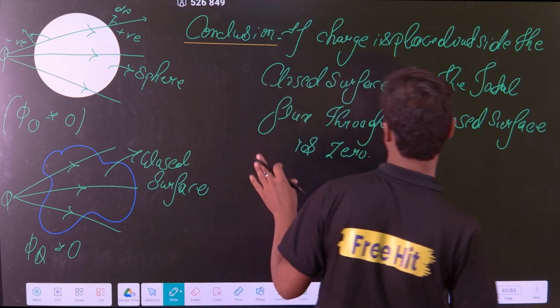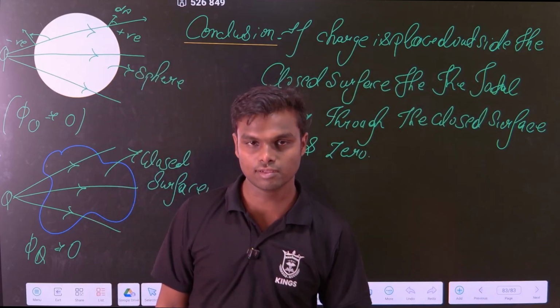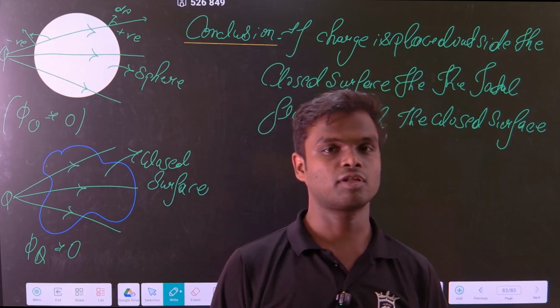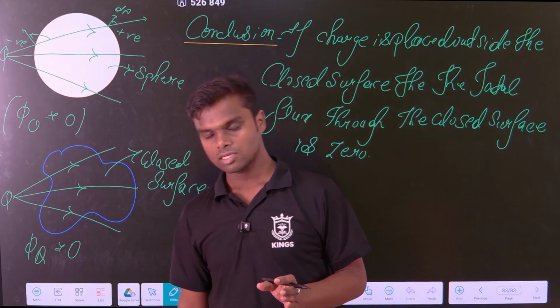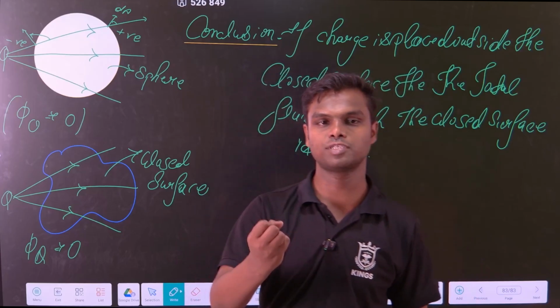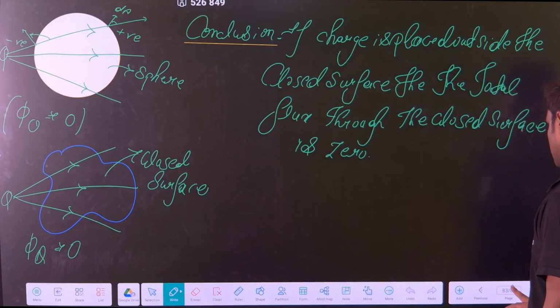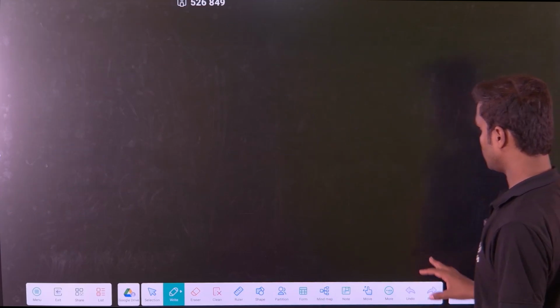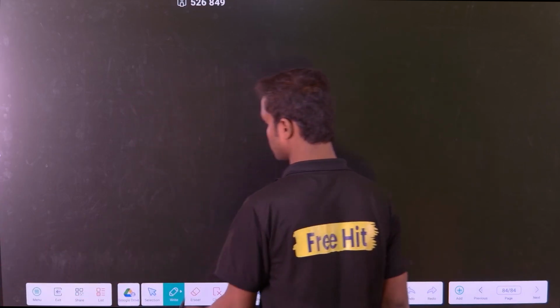In one observation, we found that whenever there is a closed surface and we keep any charge outside the closed surface, then the total electric flux passing through the closed surface is always equal to 0. That is the one observation we have drawn. Now we are moving toward the next thing, because from there we will come to know about Gauss law. Okay, now let us take the second case.